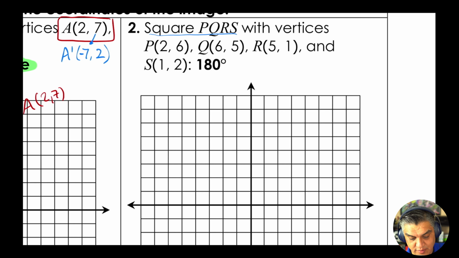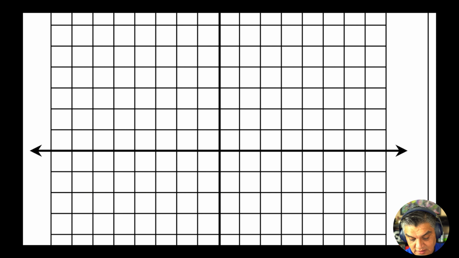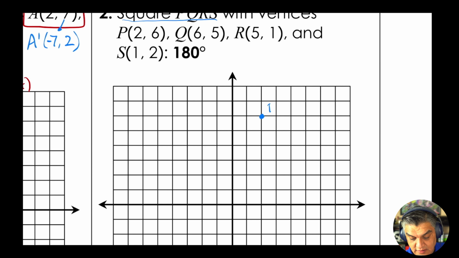So let's see. We have P, which is at 2, 6. So those of you that don't know how to plot, 2, 6 means I start at the origin. I go 2 on the x-axis and 6 on the y-axis. Right? So there is P, which is 2, 6. Q, which is 6, 5. There's Q, which is 6, 5.